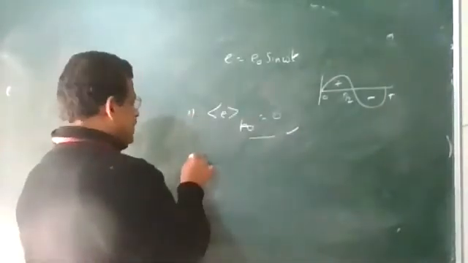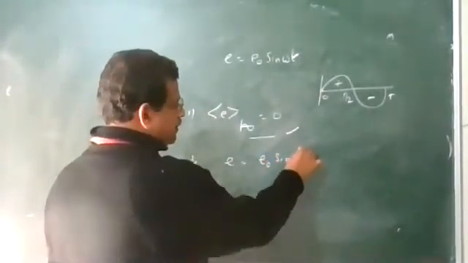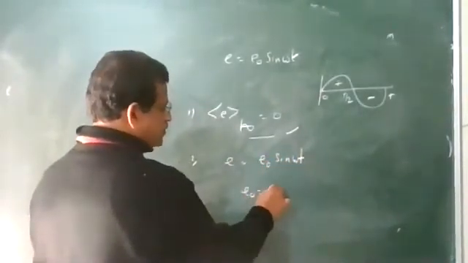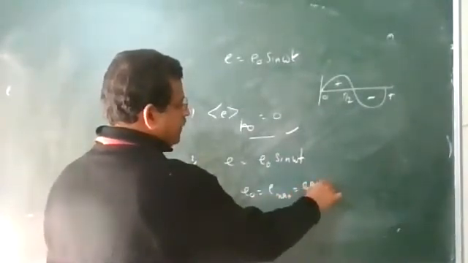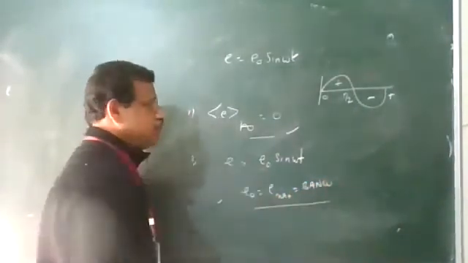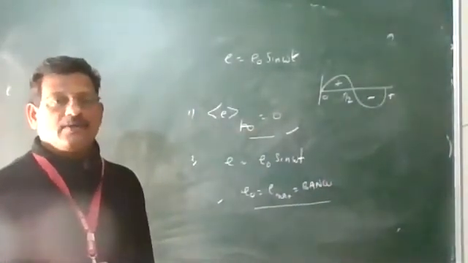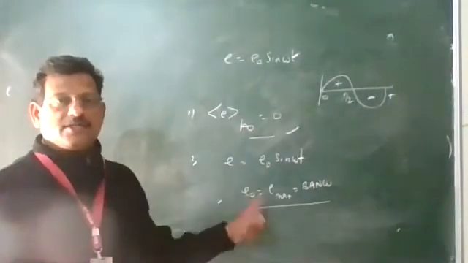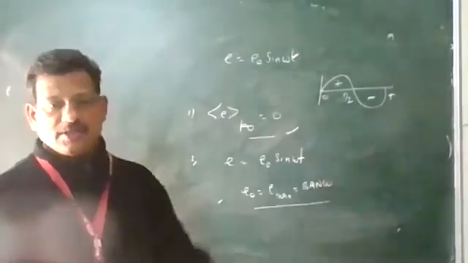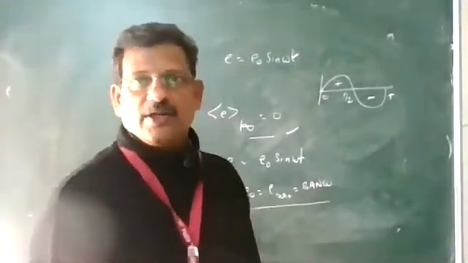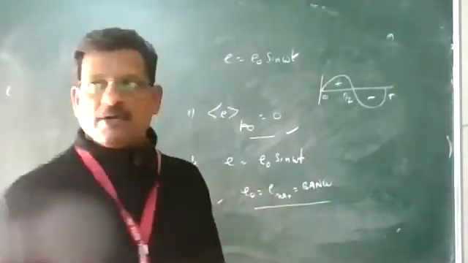So, what is the instantaneous value? Instantaneous value is equal to E naught sin omega t. But the maximum value, E max, is equal to NBA omega. Maximum value, instantaneous value, and average value, this we are going to discuss in the next chapters. You will recognize that we have to integrate to find the average value. So this is about the AC generator.